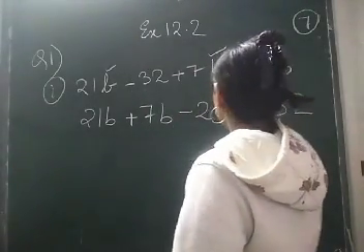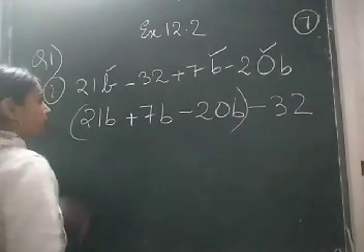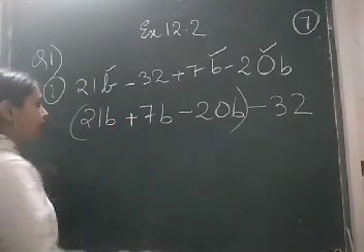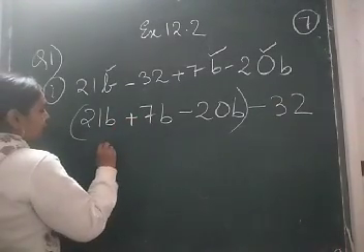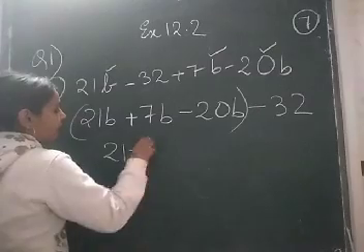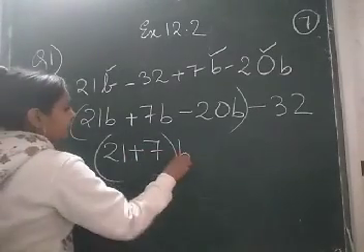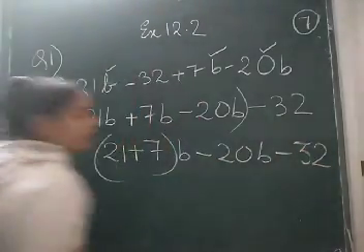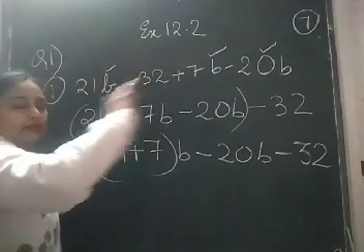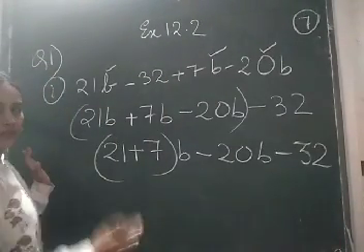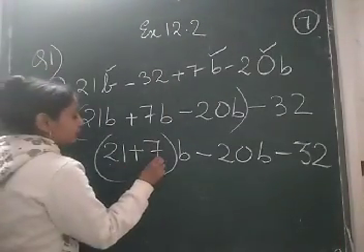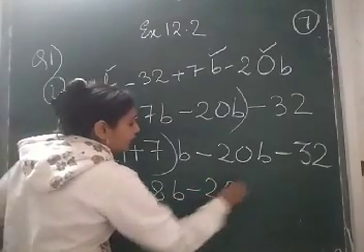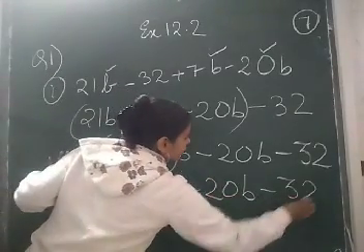We write all these like terms together. Then we add 21 and 7. 21 and 7 gives us 28. So 21 plus 7 gives us 28b minus 20b minus 32.